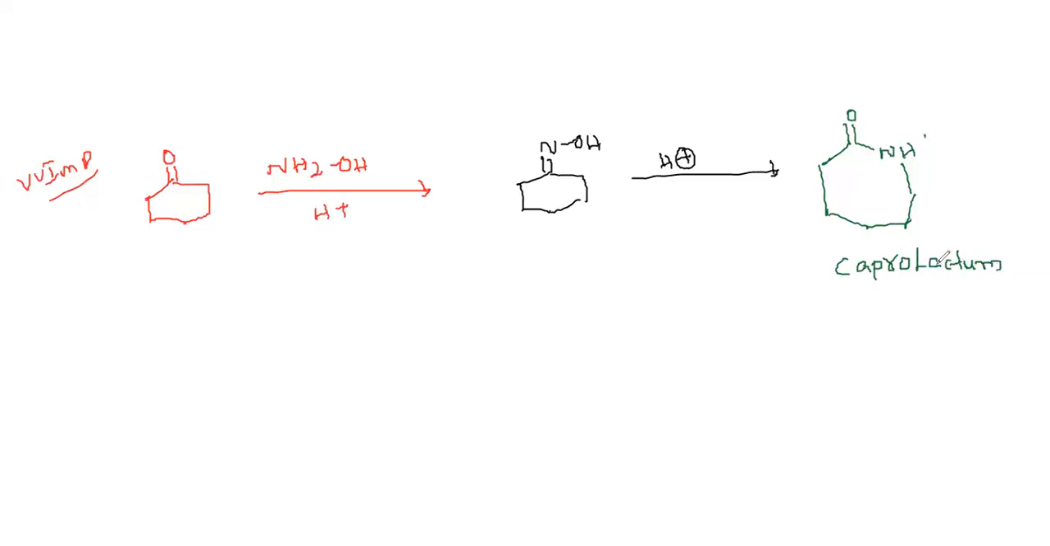Caprolactam. Here a 6-member ring is converted to a 7-member ring: 1, 2, 3, 4, 5, 6, 7. So here cyclohexanone is converted to caprolactam. This is a Beckmann rearrangement because of the H plus and N. I will explain how it is involved in the reaction, the mechanism.